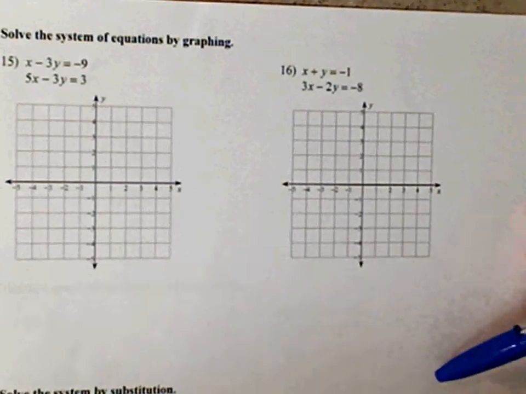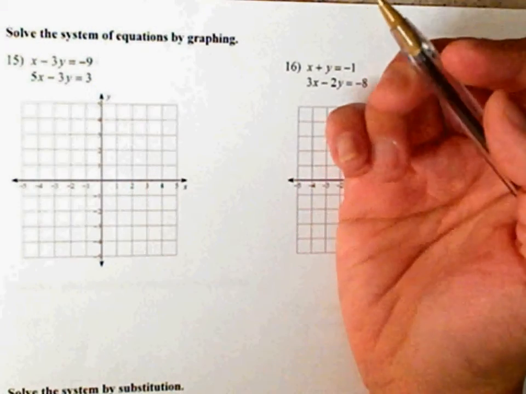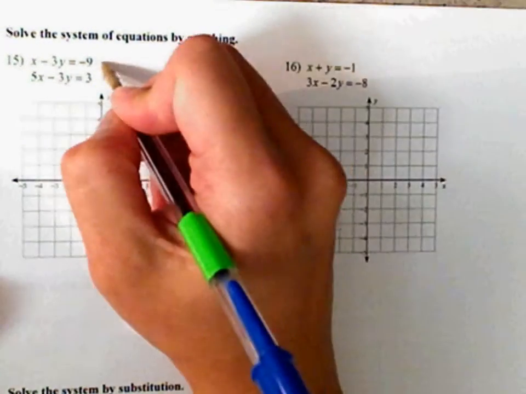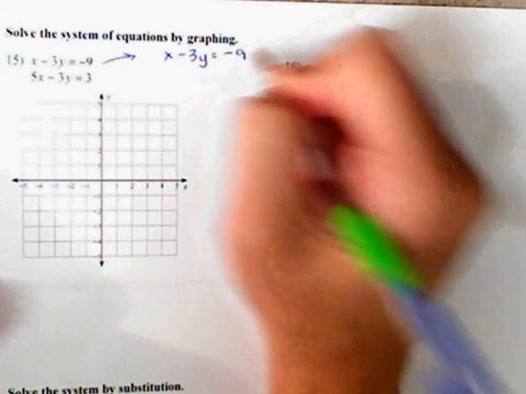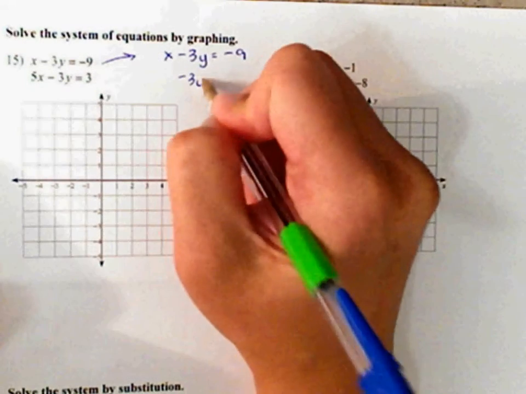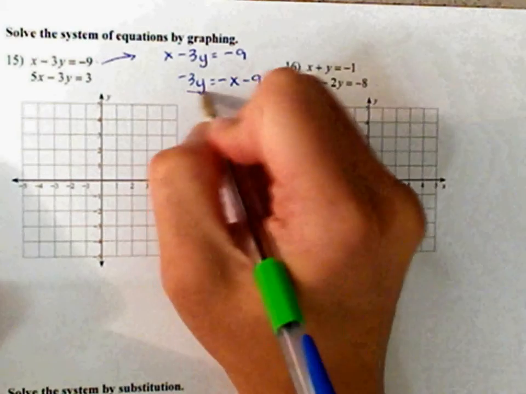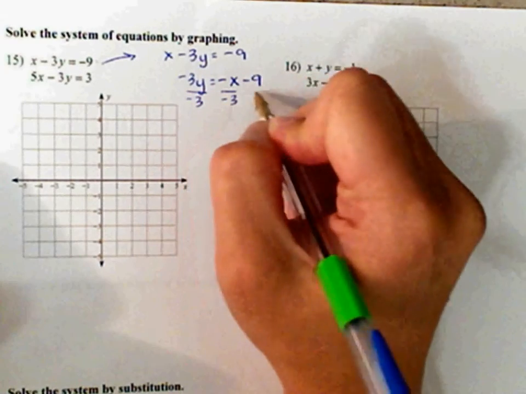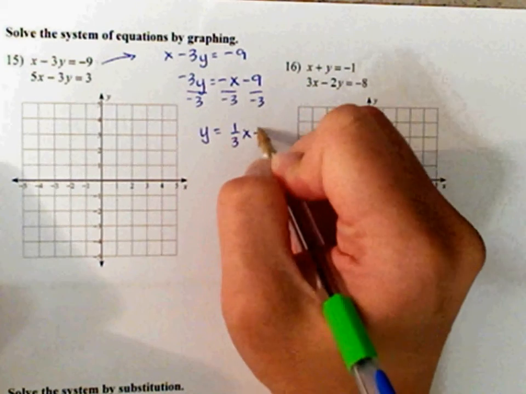Number 15, you are to solve by graphing. Now if you take a look at each one of them, notice they are not in slope-intercept form. I'm going to rewrite my first one in slope-intercept form. That might be the easiest way for you to graph. So subtract x, so negative x minus 9. Divide every one of these by negative 3. So now you have y is equal to 1/3 x plus 3.